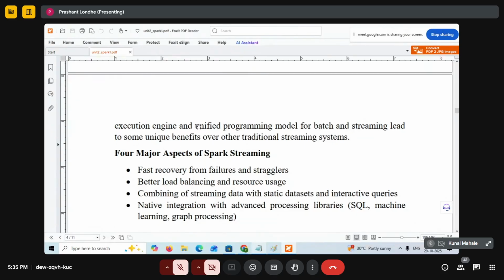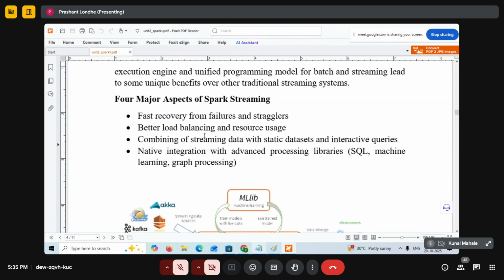So this is related to Spark streaming. There are four major aspects: first, fast recovery from failures and stragglers. Second, better load balancing. Third, combining of streaming data with a static data set, so you can generate the layers that we are able to see in a live match. Fourth, native integration with advanced processing libraries: SQL, machine learning, graph processing.